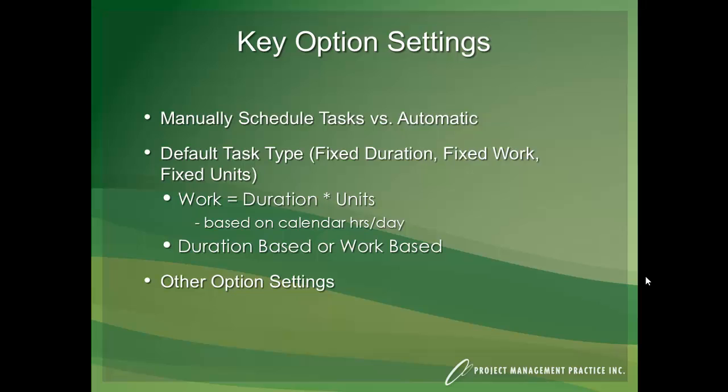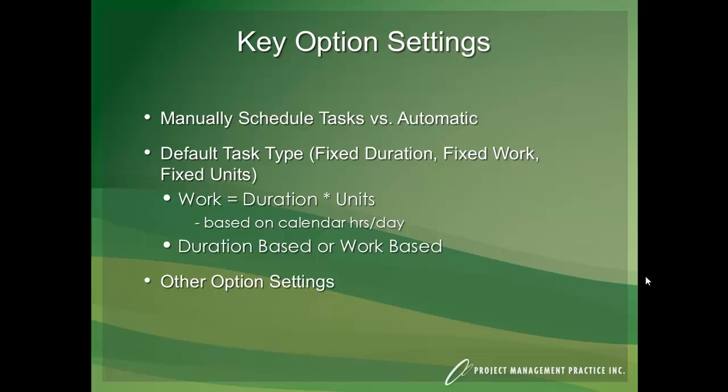I want to now discuss some key option settings that you can establish even before you start building your plan to set up some good defaults. And one of the things I wanted to talk about was understanding manually scheduled tasks versus automatic scheduled tasks. Also wanted to talk about default task types now and revisit this again when we get into assigning resources. And basically think about scheduling from a duration standpoint or a work standpoint.